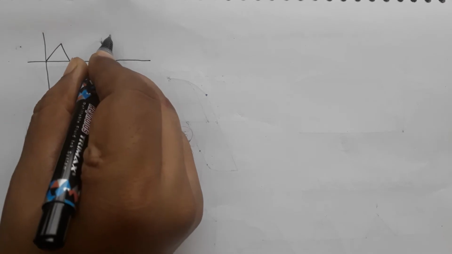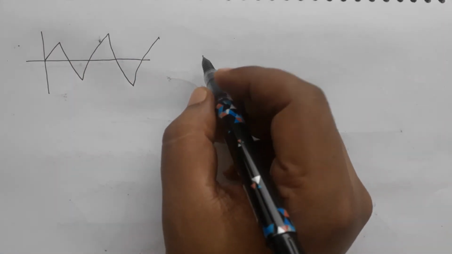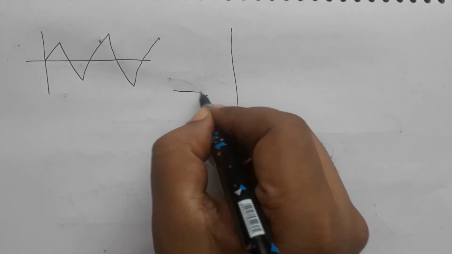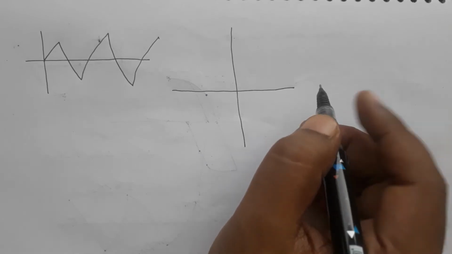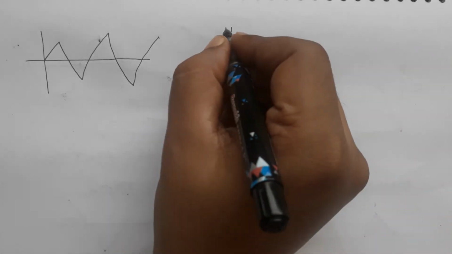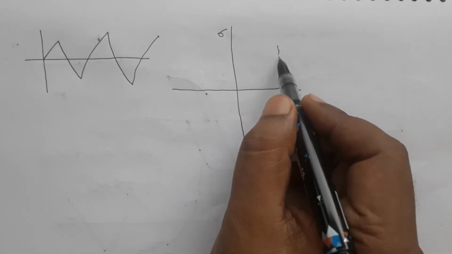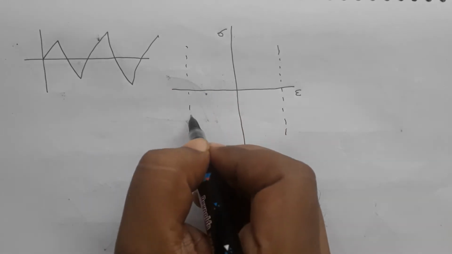So for cyclic hardening material, where my stress increases in each cycle, the cyclic stress strain diagram will look like this. What is happening in this case is we are keeping the strain constant in each cycle, okay? This is my strain axis, this is my stress axis. So let us keep, first of all, the strain values which are going to be constant.